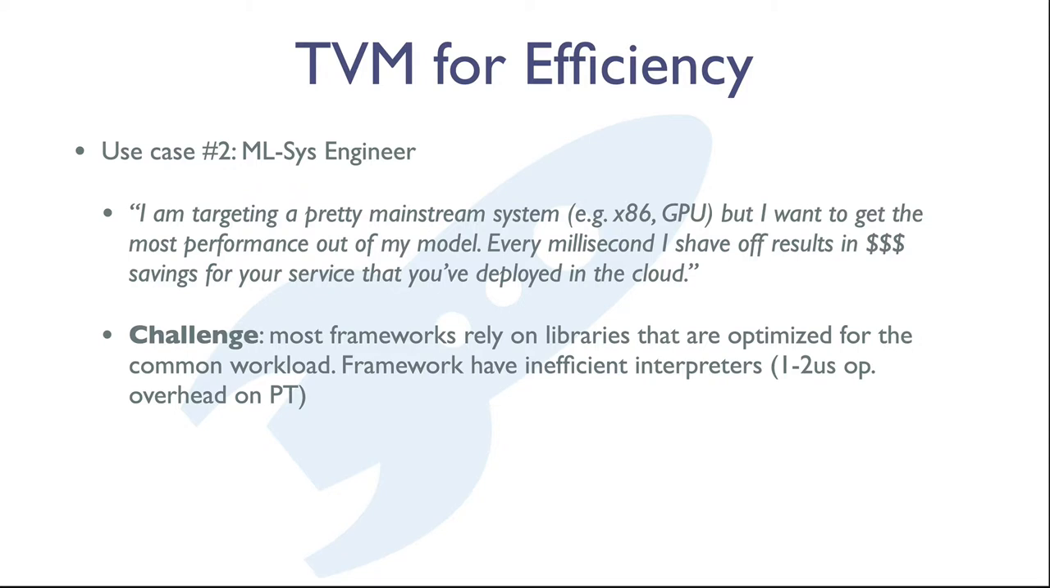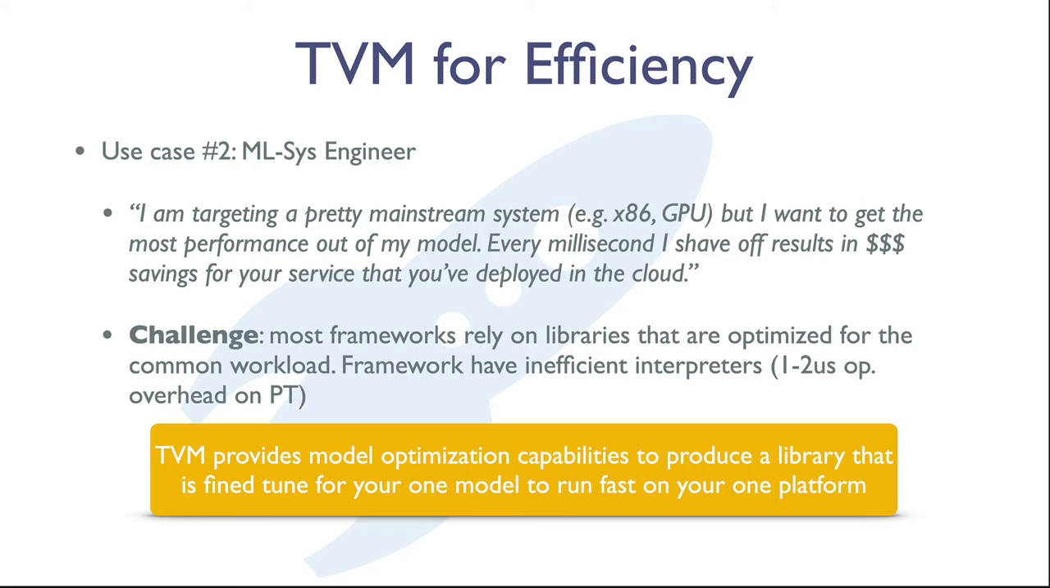So for use case two, the ML systems engineer. I'm targeting a pretty mainstream system, for example, x86 or GPU, but I want to get the most performance out of my model. Every millisecond I shave off results in savings for the service that you've deployed in the cloud. The challenge is, most frameworks rely on libraries that are optimized for the common workload. And frameworks can have inefficient interpreters. TVM addresses this problem by providing model optimization capabilities to produce a library that is fine-tuned for your one model to run fast on your one platform.